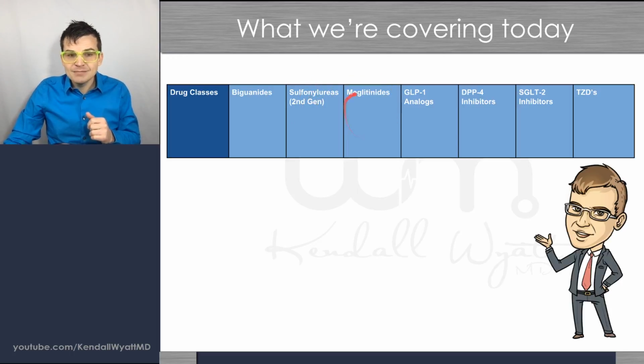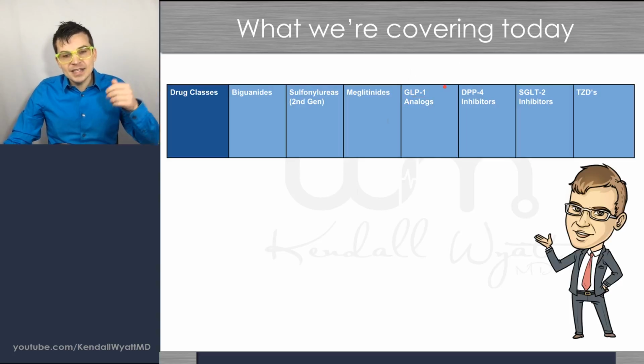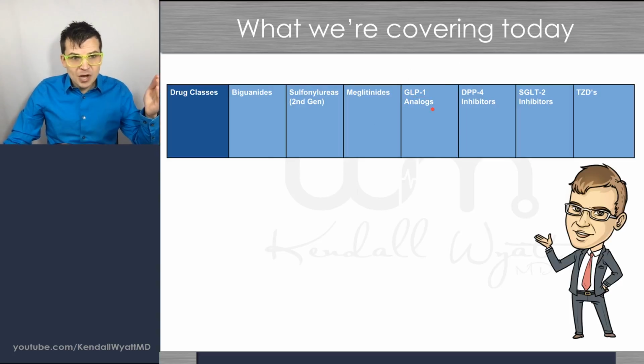Now, the meglitinides, they're shorter acting than the sulfonylureas. They work with the same mechanism pathway, and of course, cause hypoglycemia. But you got to take them every time you eat. The GLP-1 analogs, okay, great med, and increases insulin and decreases glucagon with the GLP-1 enzyme. And of course, that's the same mechanism, just a little bit different pathway because of preventing the breakdown of GLP-1 of the DPP-4 inhibitors. Both of these medicines cause pancreatitis, and it's again because of the way they work.